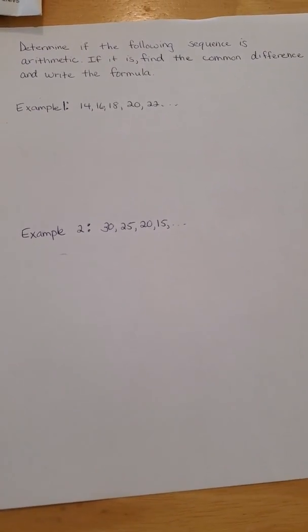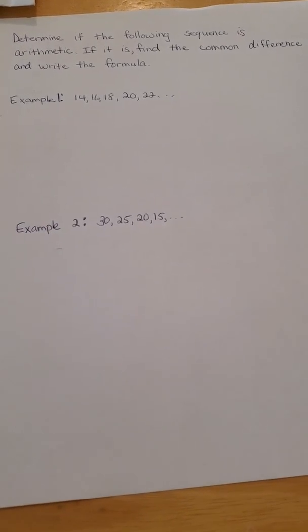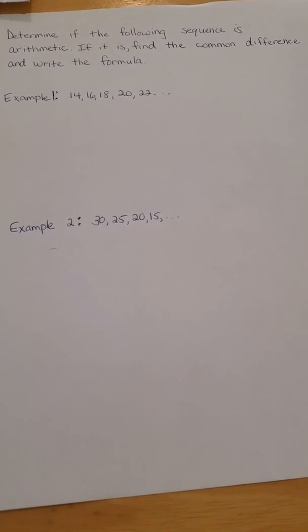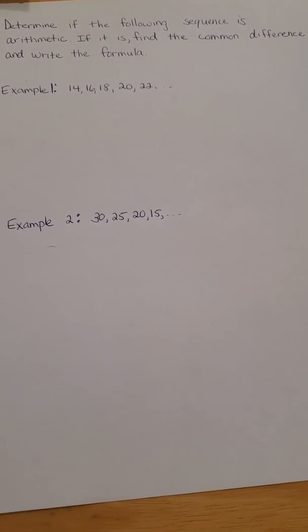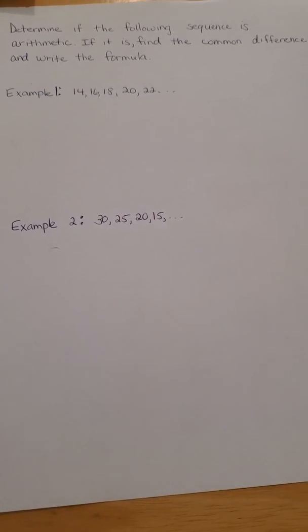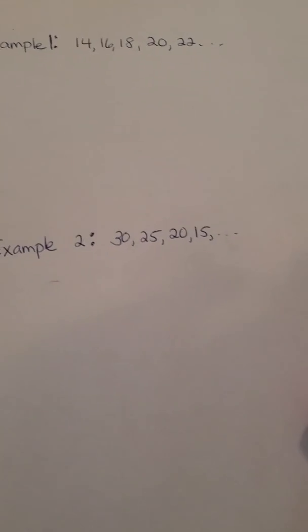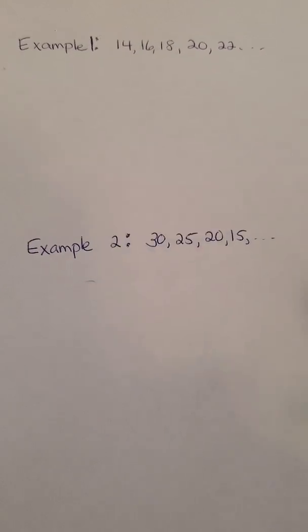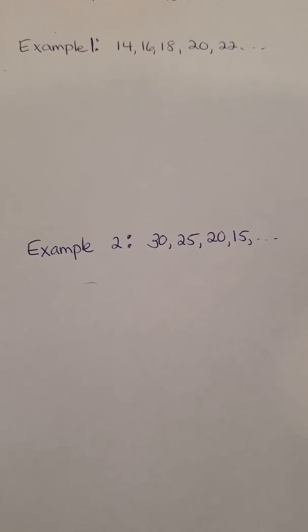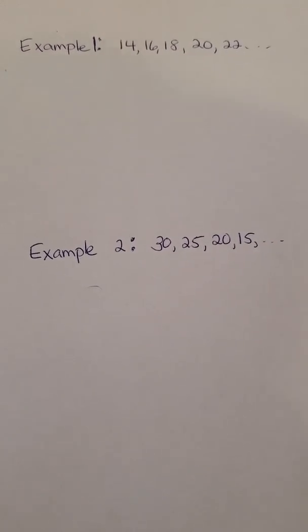So today we're going to be talking about arithmetic sequences: how to tell if a sequence is arithmetic, and if it is, writing the formula and finding the difference and setting it up. For an arithmetic sequence, we're trying to find what is always being added between the numbers. This can be a positive or a negative number. That number being added is the common difference, or the difference between those two terms.